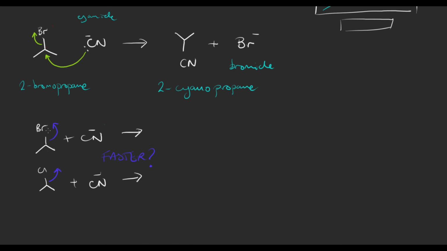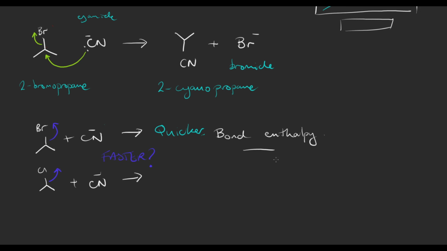And carbon-bromine bonds and carbon-chlorine bonds have what we call a bond enthalpy. And this means the energy which is stored in the bond. And that determines how easily that bond is broken. So carbon-bromine bonds break much more easily than carbon-chlorine bonds. And that means that the carbon-bromine reaction is much quicker than the carbon-chlorine bond reaction. So bromoalkanes are more reactive than chloroalkanes.